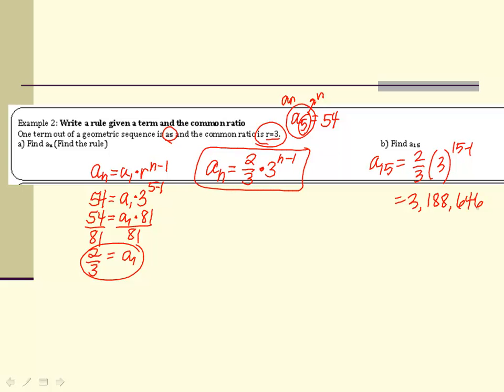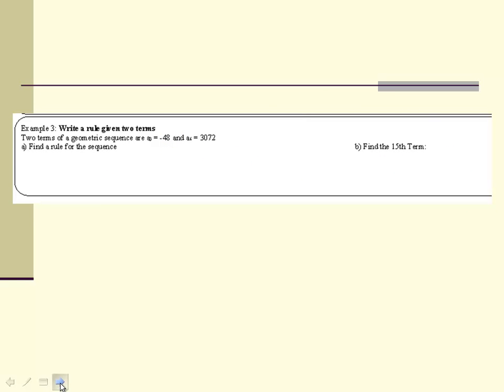So there are going to be times when we give you one term and the ratio, and you're going to have to figure out the first term. We did an example where we gave you the first term and the ratio, and you just wrote your equation. Guess what? We're going to go a little harder. We're now going to give you two terms. The third term is negative 48. The sixth term is 3,072. Now I'm going to walk you through a 4-step process, but we'll kind of figure it out. Here's what I'm going to do in the first part.